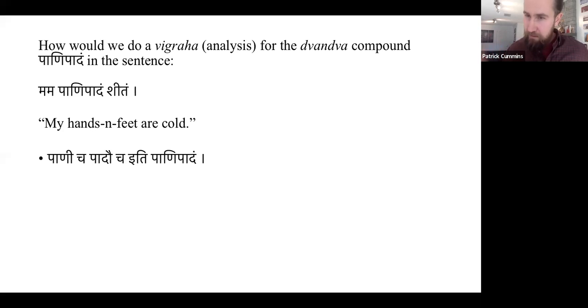So the point I'm trying to make clear is that in the gloss, what comes before the iti, in the context of my hands and feet are cold, you would want to put it in the dual. Like I was saying before, maybe it's Shiva and there are multiple hands, but here it would just go in the dual. Two hands, two feet. Does that make sense? Cool, awesome. So let's keep going.